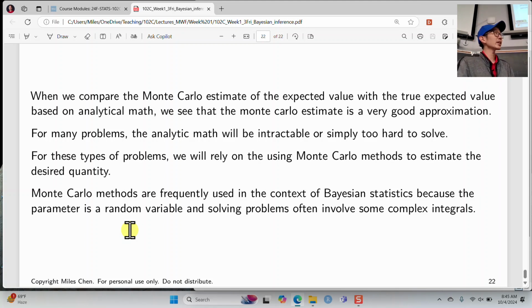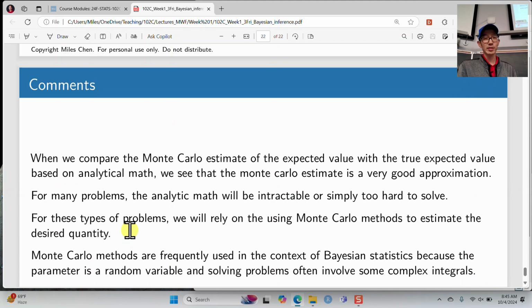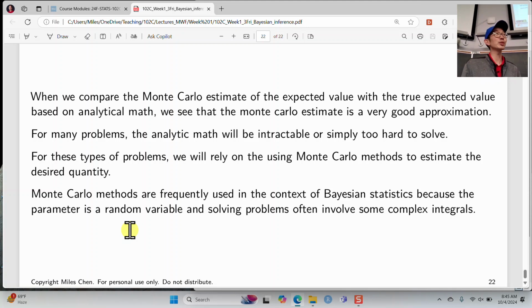So when we compare the Monte Carlo estimate, we get a pretty good approximation. Okay, again, that's the whole thing. In Monte Carlo methods, you're not going to get an exact answer. You want an exact answer, you've got to do the analytic approach. Okay, but here we're saying close enough is good enough, right?